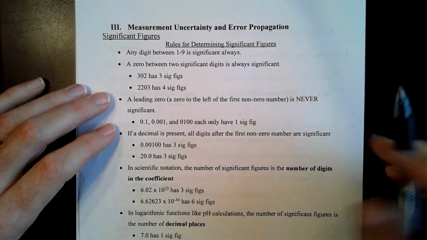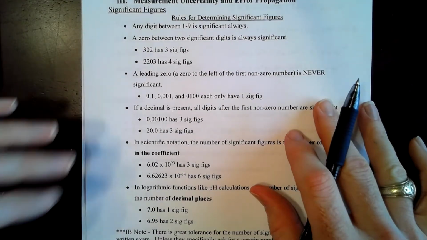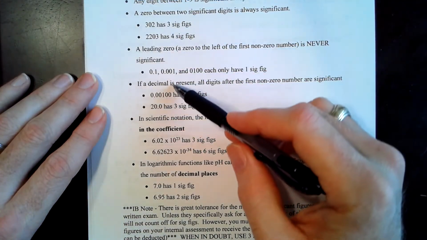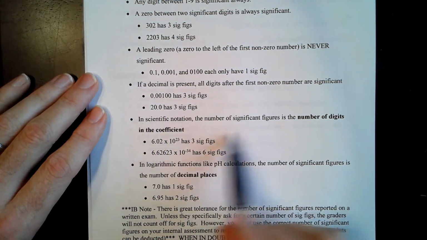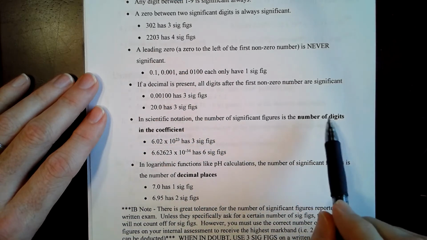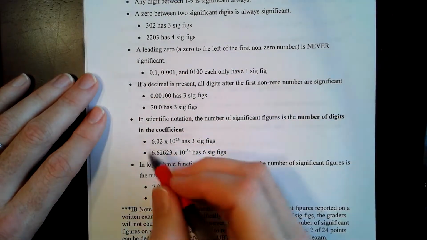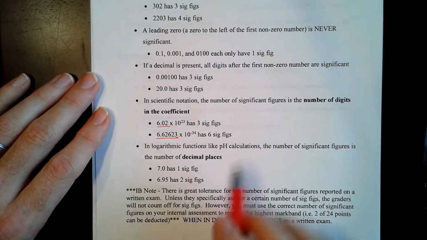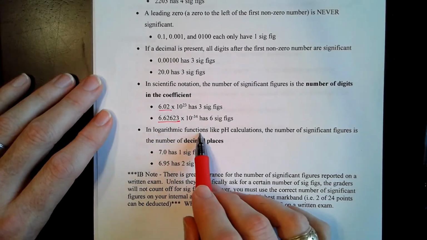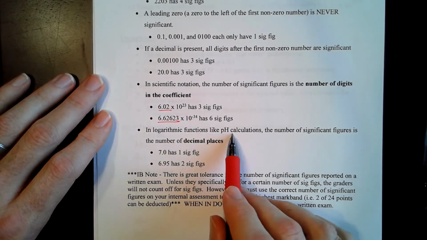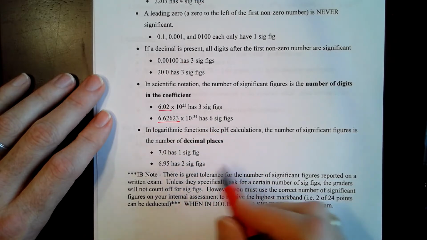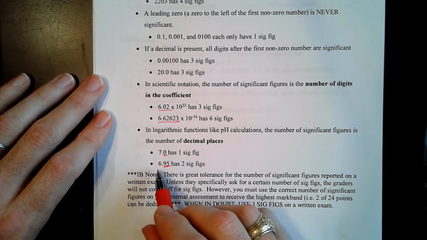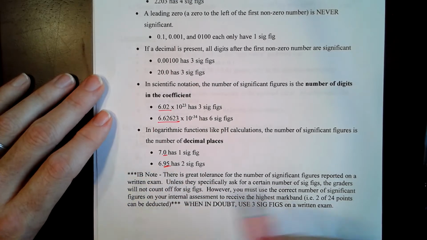I'm not going to go over them because you probably already know them by heart or have just used them so much. But just remember, in scientific notation, the number of significant figures is the digits in the coefficient. So this is the coefficient right here, right? We're not worried about this stuff. And for a logarithmic function, you may not know this, like when we do pH calculations, and this will show up later, it's the number of decimal places that are there. So that first one does not carry any actual significance.